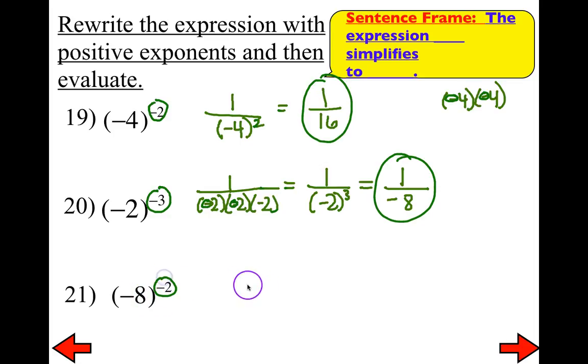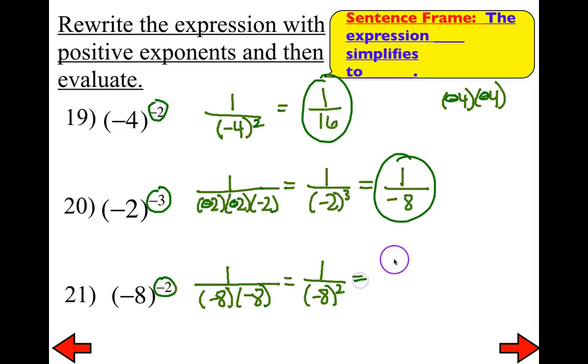Since it's a negative exponent, I'm going to first start with my baseline of -8 to the 0 power, which is 1. Since it's a negative exponent, I'm going to do repeated division. So I'm going to divide by -8 a total of 2 times. So I would rewrite this as 1 over (-8) squared. So I'm going to go ahead and evaluate that. A negative times a negative is a positive. 8 times 8 is 64.